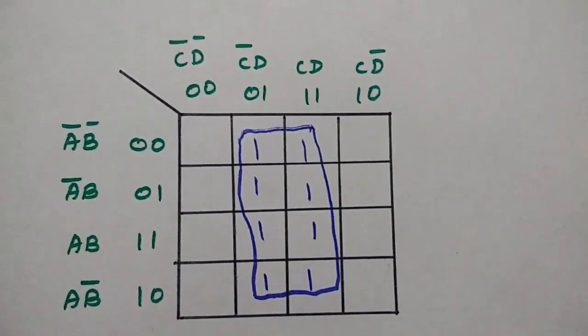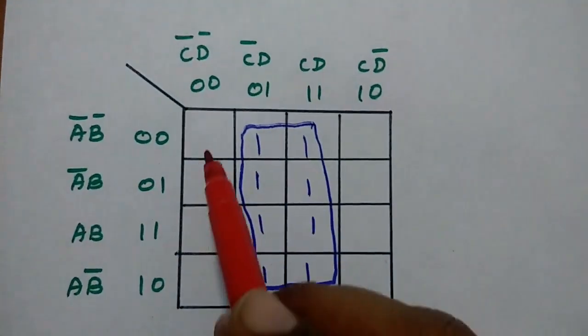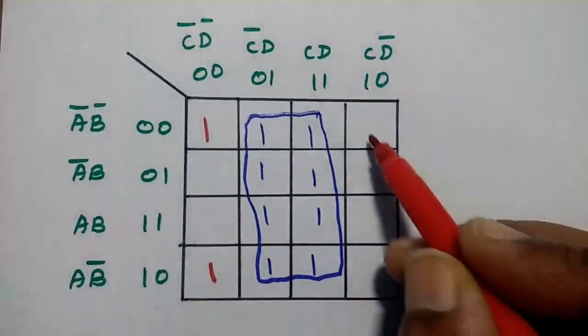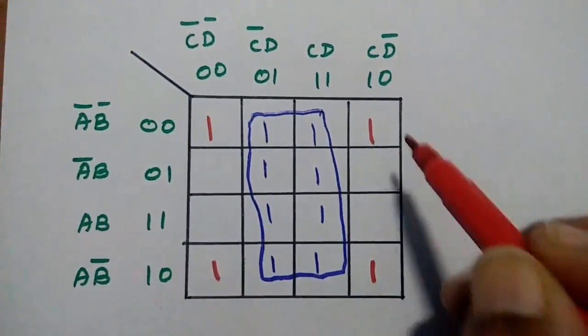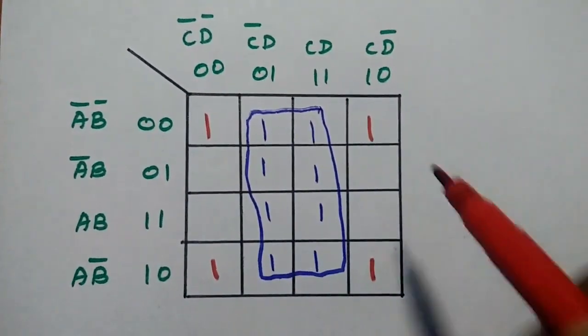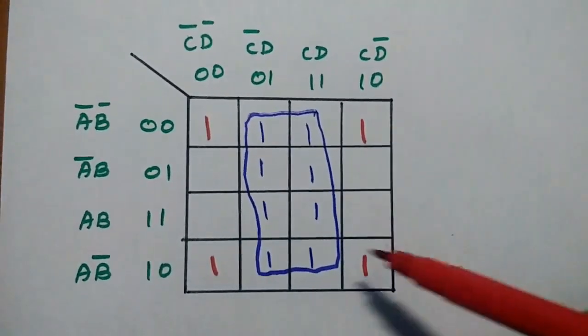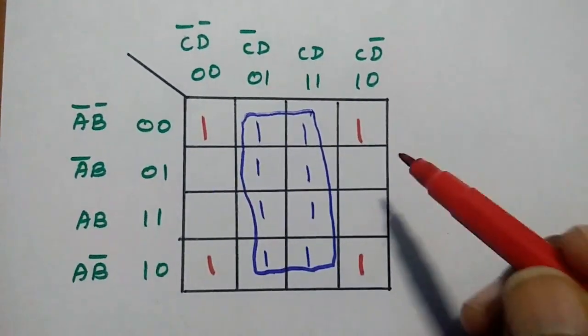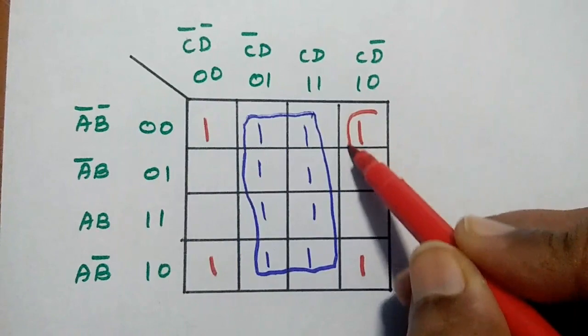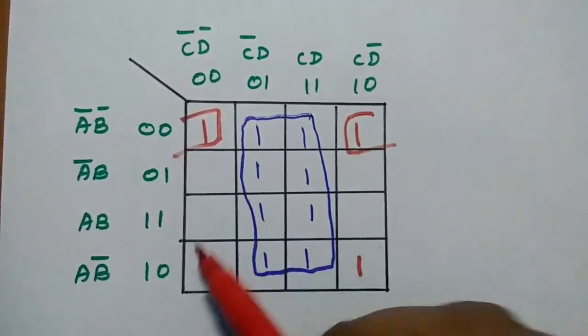So next, let me tell you one thing. There are ones. Okay, so consider there are no other values. There is only one like this. How do we group this? So ignore this value. There are ones in all the corners. So how do we group this? We can group all together like this.